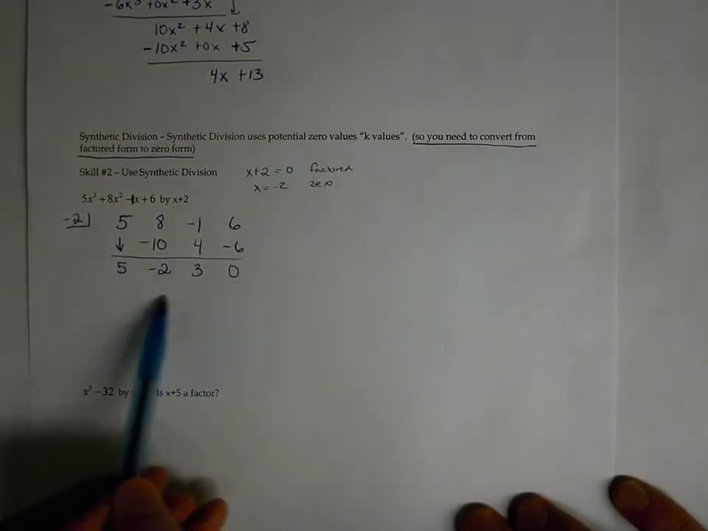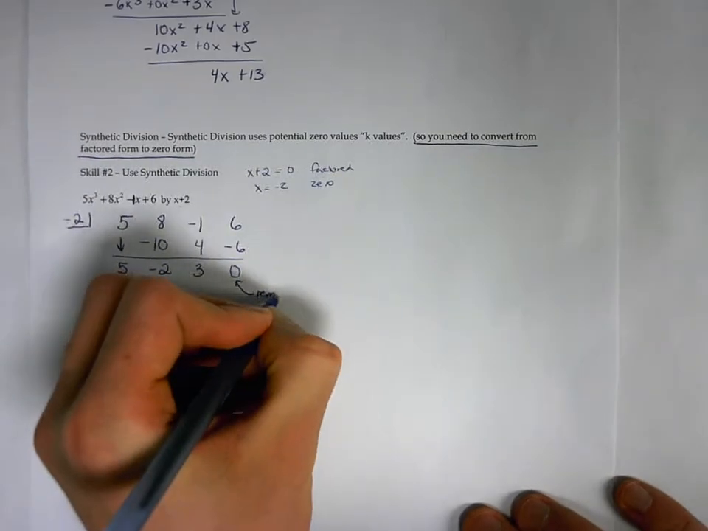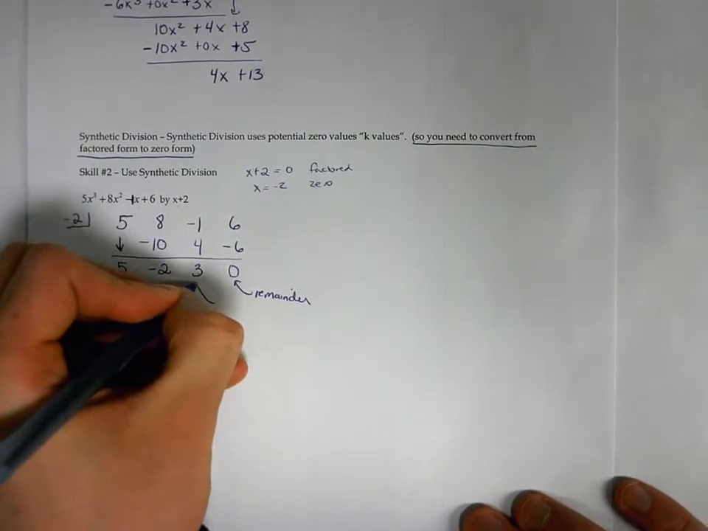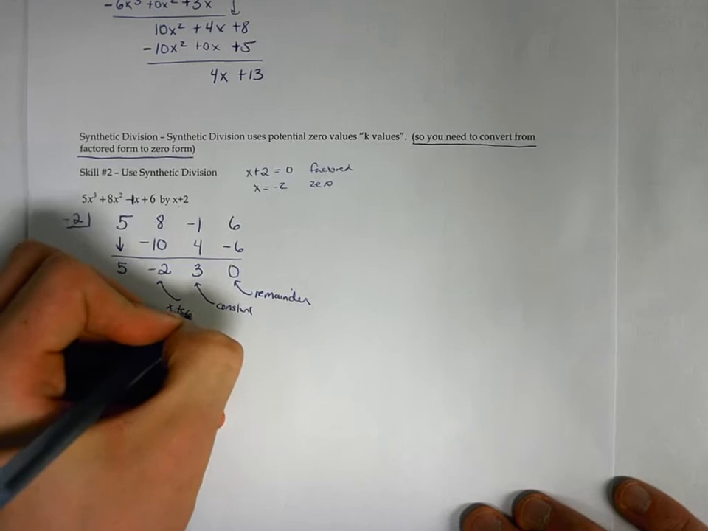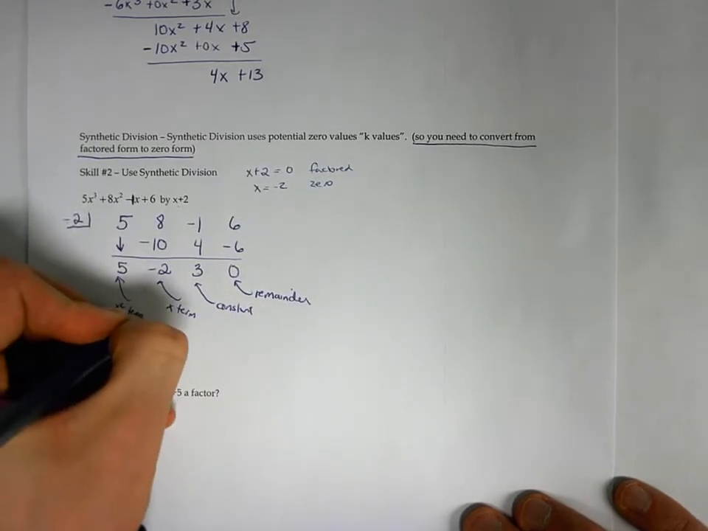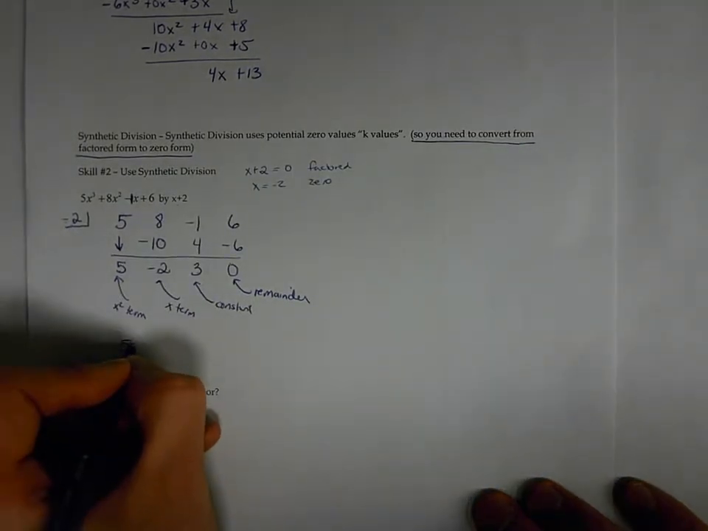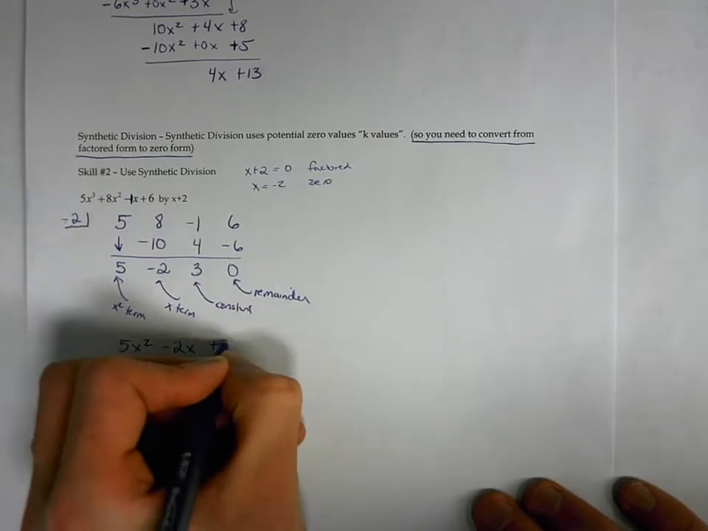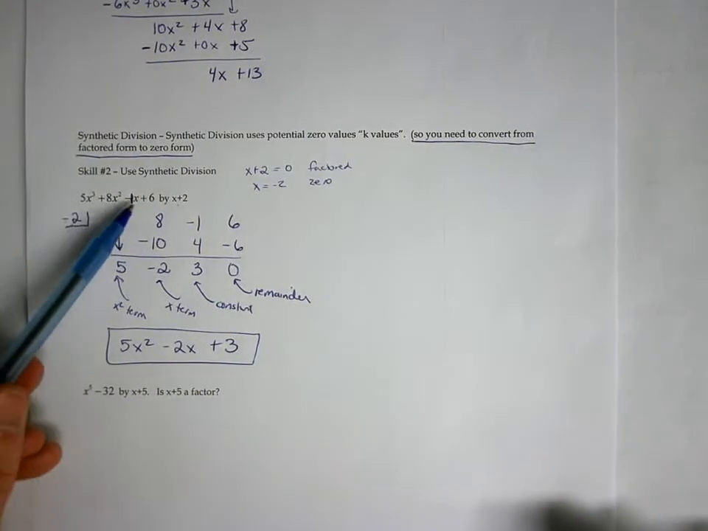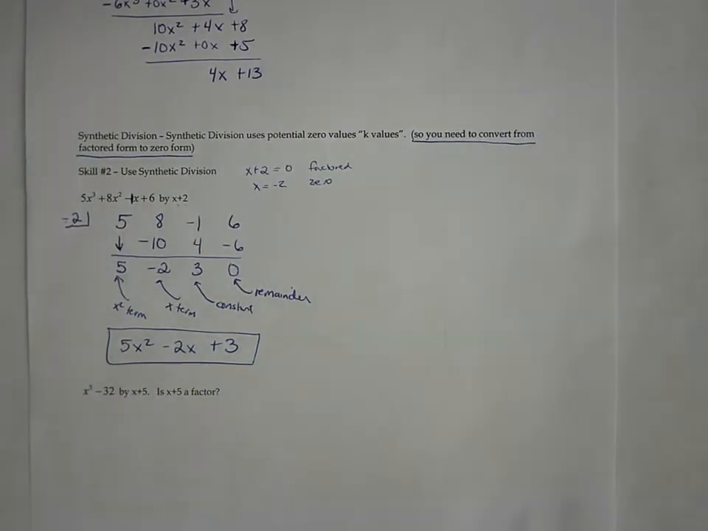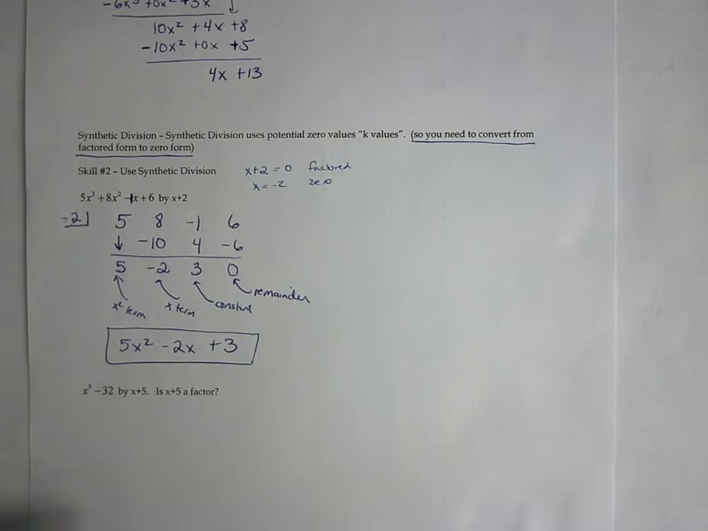Now, what this tells me here is my reduced polynomial form, where the back number is the remainder, the second to the back is the constant, then we've got the x term, the x squared term, x cubed term, and so forth. So if I were to write this out, I would have 5x squared minus 2x plus 3. So if I were to do 5x cubed plus 8x squared minus 1x plus 6 divided by x plus 2 using long division, I would come up with 5x squared minus 2x plus 3, and I can see here the remainder is 0.